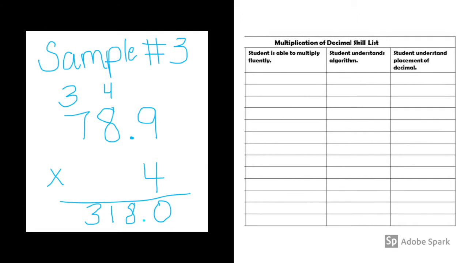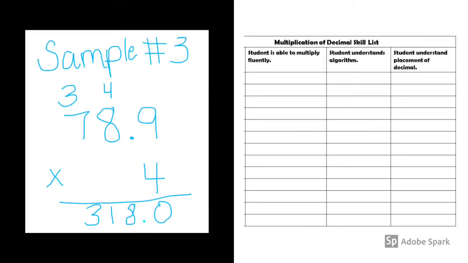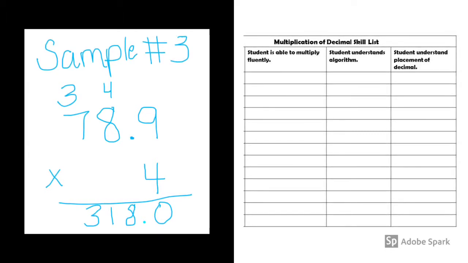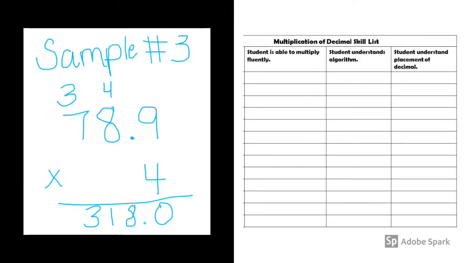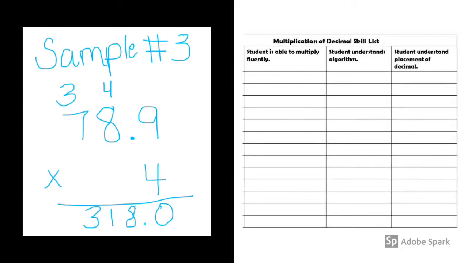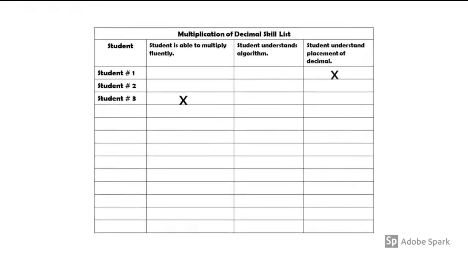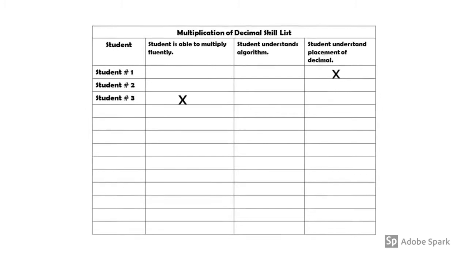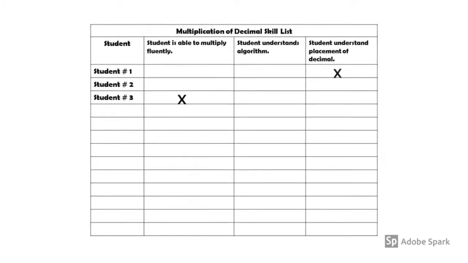Here's my final sample. I'm looking and I can already see that they were multiplying 9 times 4. They didn't get that correct. They thought that it was 40 and not 36. So I can see that they understand the algorithm and they understand decimal placement, but they don't have their facts. So there I'd place an X in the multiplying fluently column.